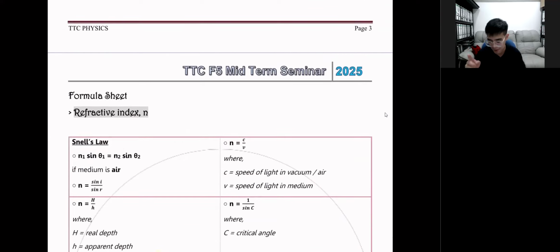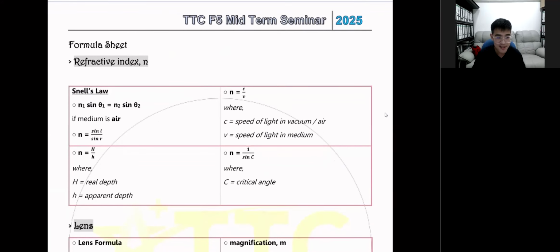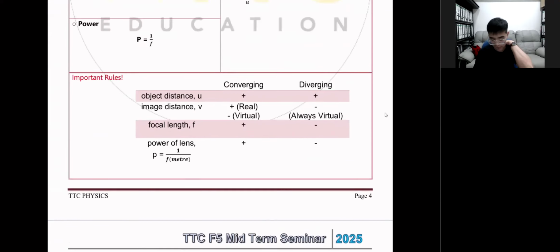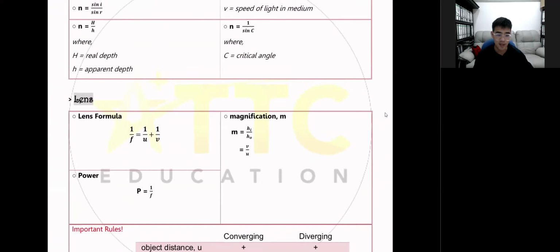Like for example, if you look at page number 4, there are 4 formulas for the refractive index. And then also the lens formula, the calculations you need for lens, and I think that's all. Okay, so these are just the short notes. But more importantly, you have to practice all the practices at the back.